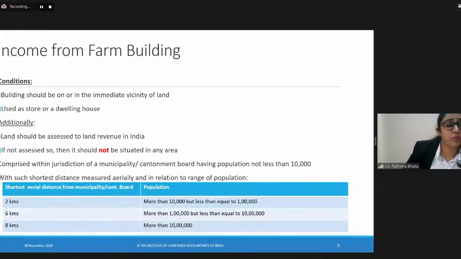But if this cantonment population is more than 1 lakh but up to 10 lakh, then any land within 6 kilometers would also not qualify for my exemption. But if this cantonment population is more than 10 lakh, then any land within 8 kilometers from this cantonment will also not qualify for the exemption. Clear? Basis this, you can read it, and any questions you can ask.